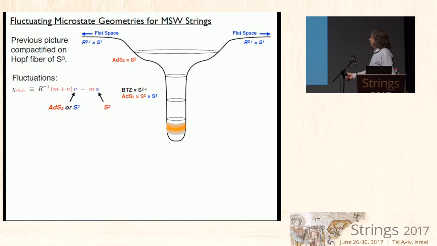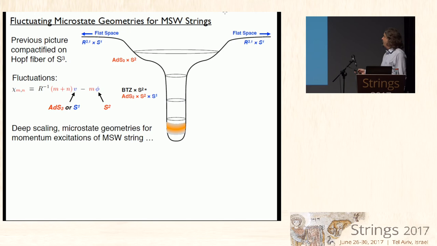The other thing is we've had to kill one of the fluctuations. We had to put k equals 2m, but we still have two on the go. We have something which is a momentum mode and something which looks like an angular momentum mode in the space-time. So we have at least two quantum numbers turned on with arbitrary Fourier coefficients. And it's a deep scaling. This must be some kind of deep scaling microstate geometry for momentum excitations of the MSW string.